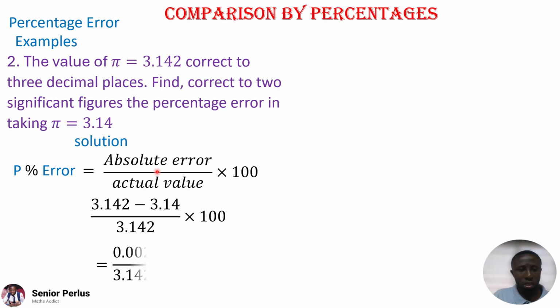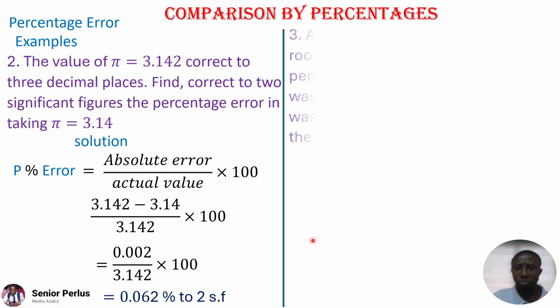So you want to know the error margin, make use of your calculator. The error margin is 0.06% to 2 significant figures. So 2 left is, so it's supposed to be 0.06, maybe 2. Okay, there's 2 here. That's 2 significant figures.